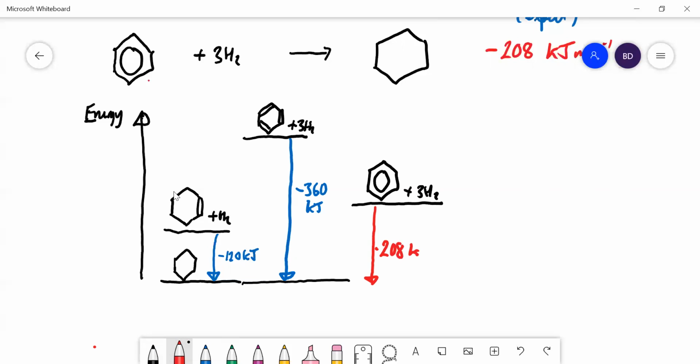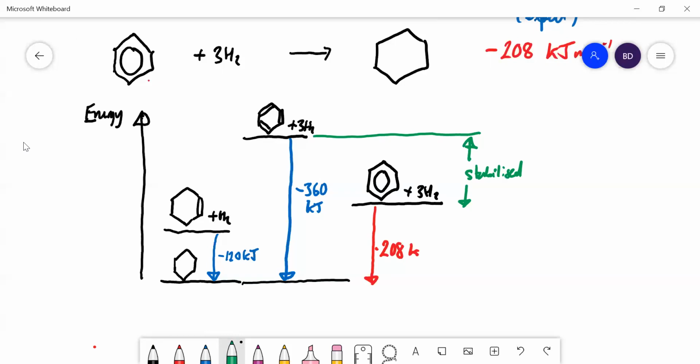So that means the benzene, by the electron delocalization, is stabilized by that much energy. So it's stabilized by, what is it, 360 minus 208 kilojoules per mole. So you can see benzene is not such a high energy state as the Kekulé structure, and that's because the electrons are delocalized and the electrons can spread out then.